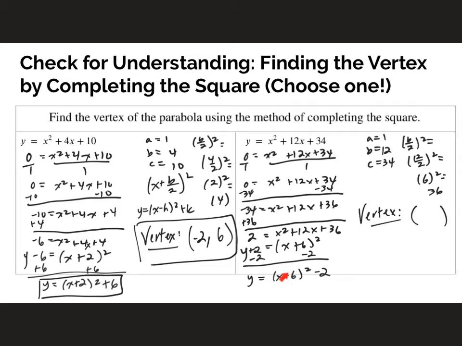My vertex is going to be my x value over here, right? So because it's plus 6, my x value for my coordinate is going to be negative 6. And then whatever this value is outside the parentheses is just going to be my y coordinate. So this is going to be negative 2. So this is my vertex, negative 6, negative 2. And then this is my vertex form.